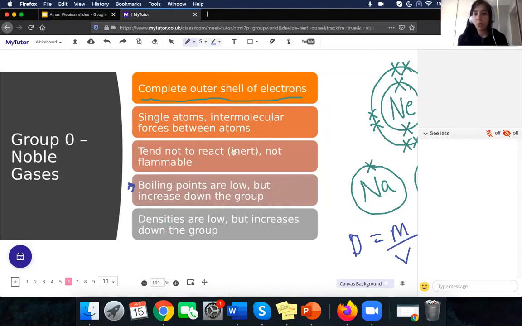Someone's asking, can we call them group 8? Yep, I said earlier that they can also be denoted as group 8. So group 0, group 8, it means the same thing.